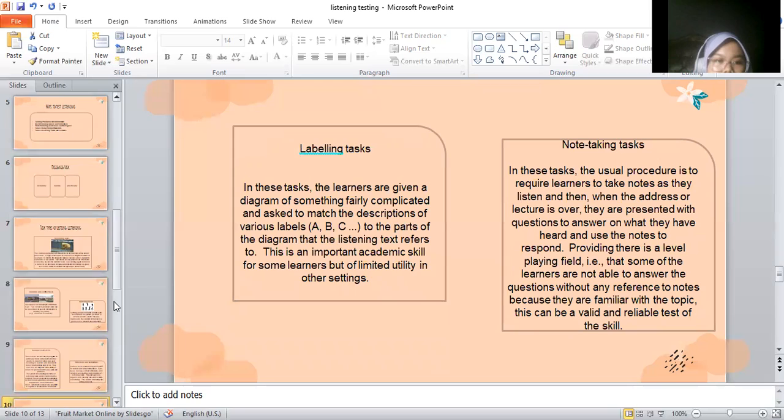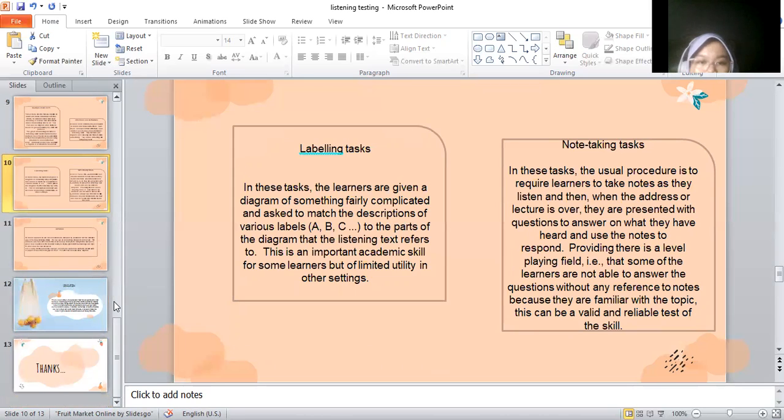And we have labeling tasks. In this task, the learners are given a diagram of something fairly complicated and asked to match the description of various labels, like A, B, C, to the part of the diagram that the listening text refers to. This is an important academic skill for some learners, but of limited utility in other things.